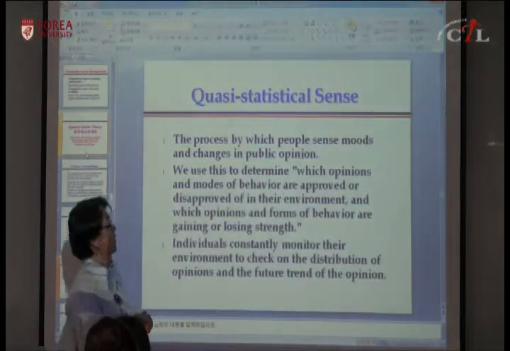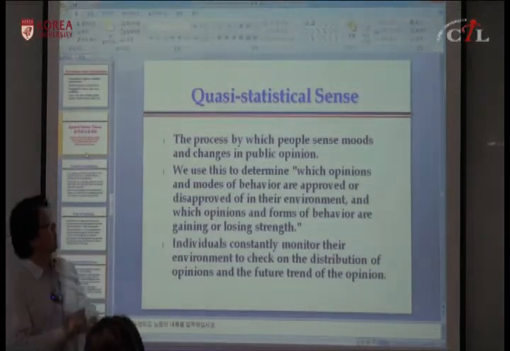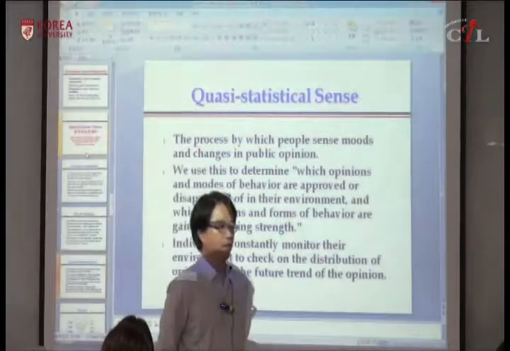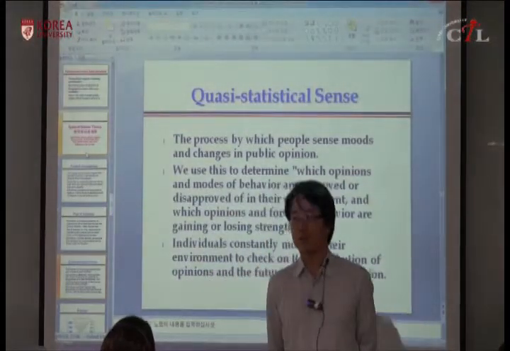That's actually a quasi-statistical sense, and we all have this kind of ability. Based on this quasi-statistical sense, Noelle-Neumann suggests the spiral of silence theory. Let's apply this to classrooms. I can ask these questions.